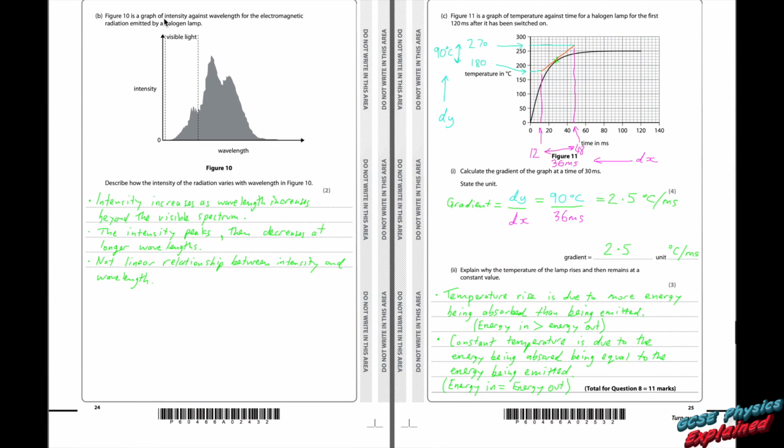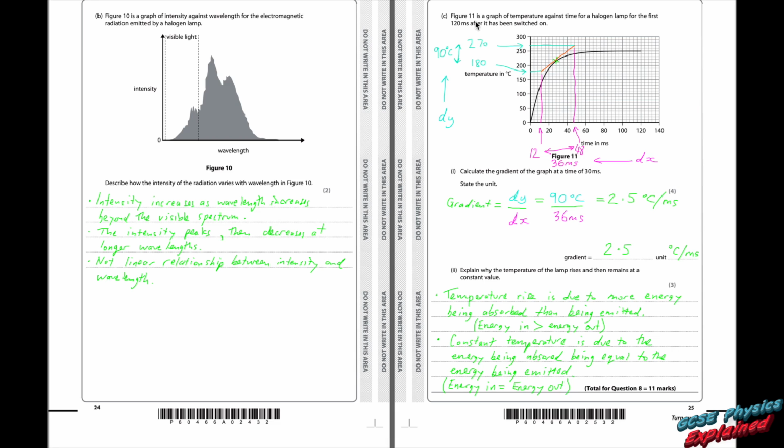Part B. Figure 10 is a graph of intensity against wavelength for the electromagnetic radiation emitted by a halogen lamp. Describe how the intensity of the radiation varies with wavelength. Okay, so looking at this, you can see the visible light, the wavelength's getting bigger, intensity is like that. So as the wavelength gets bigger at first, the intensity is increasing till it gets to a certain peak, and then as the wavelength continues to increase, the intensity drops. And that's what I've written there. And it's a non-linear relationship between intensity and wavelength, because it's not just going upwards as a straight line from bottom left up to top right.